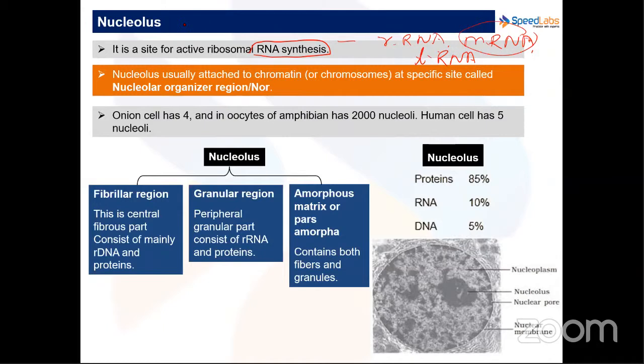Messenger RNA is formed when? So inside the nucleus only, messenger RNA is formed at the time of transcription, and all these 3 kinds of RNAs, after being formed in the nucleus, move to the cytoplasm for protein synthesis.